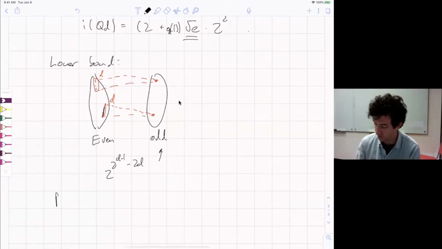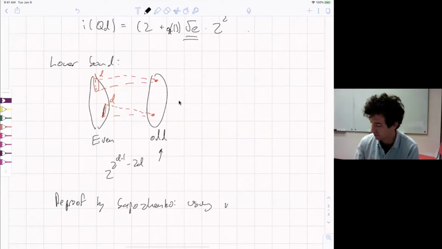There's a reproof of this theorem by Sapozhenko using the method of graph containers.